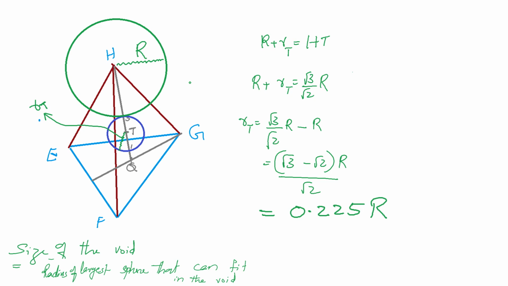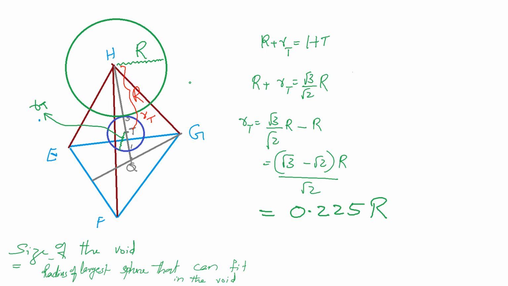So the green color one is the sphere or the atom, and the blue color one is the maximum, the largest sphere that we can keep at the void. Now, the length between H and T is actually filled with one R, and another is RT. RT is actually the radius of the largest sphere, or it is the size of the void.